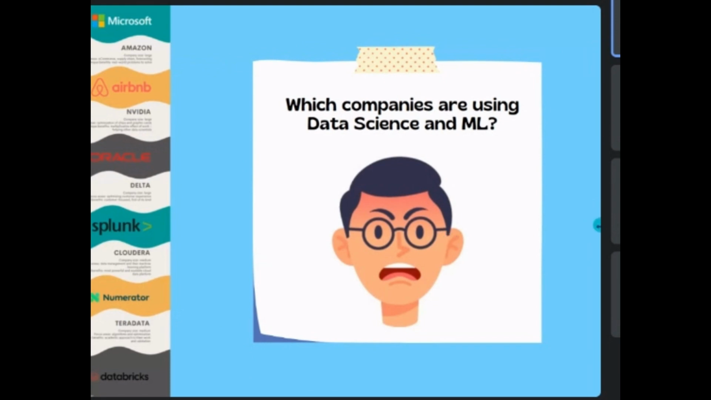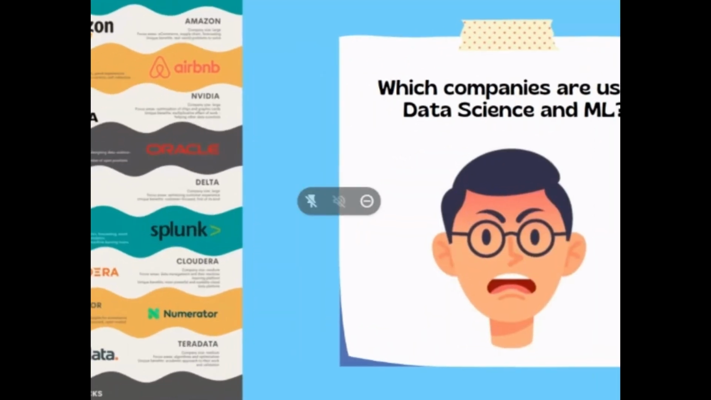And now Harsh is very curious, like, oh my god, Microsoft is also using data science. Nvidia, the processor maker company, is also making use of data science and machine learning. We have Delta, Cloudera, Teradata, Databricks. Company names are countless in the market. They are concluding this concept as a booming trend these days, right?